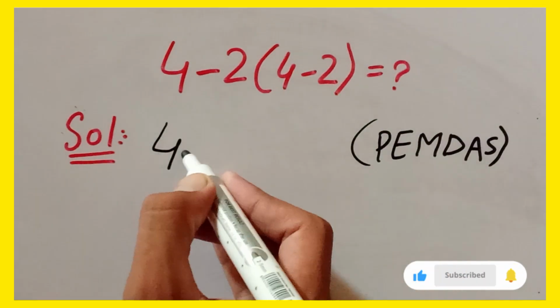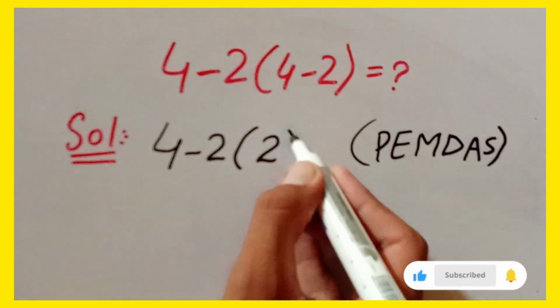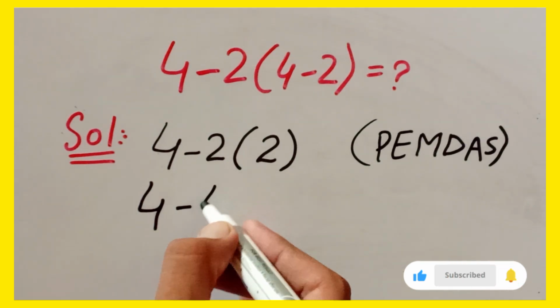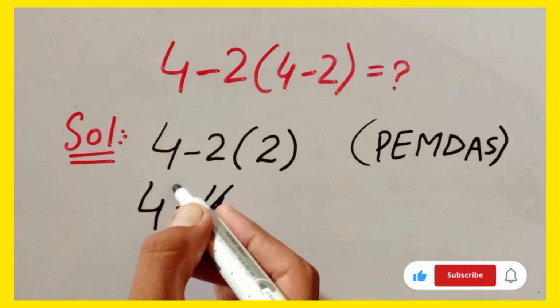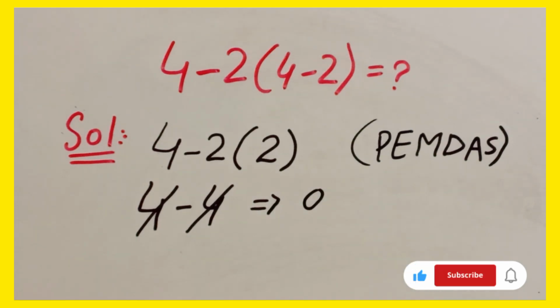So 4 minus 2 into (4 minus 2), which is equal to 2. So in the next step, 4 minus 2, 2 twos are 4. 4 and 4 cancel each other, and the final answer of this expression is 0.